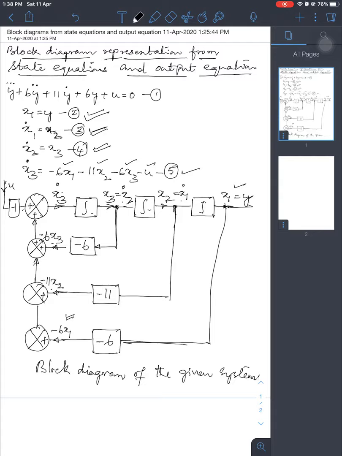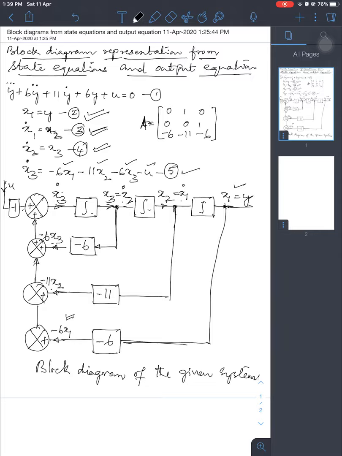Few interesting facts can be observed here. The system matrix for this problem, as we have seen earlier, is equal to 0, 1, 0, 0, 0, 1, minus 6, minus 11, minus 6. From equations 2, 3, 4, we can write the system matrix A as equal to 0, 1, 0, 0, 0, 1, minus 6, minus 11, minus 6. So if you look at these equations, you can write the matrix A.